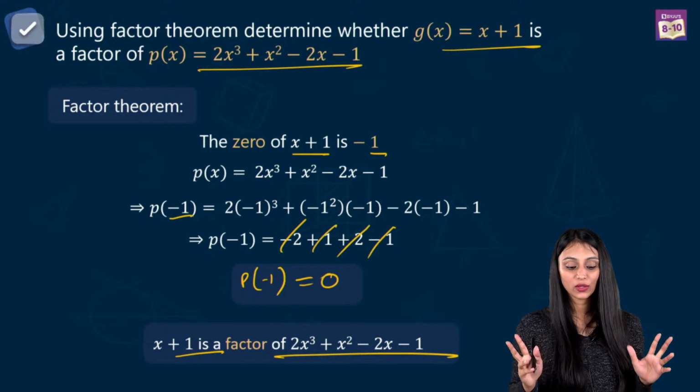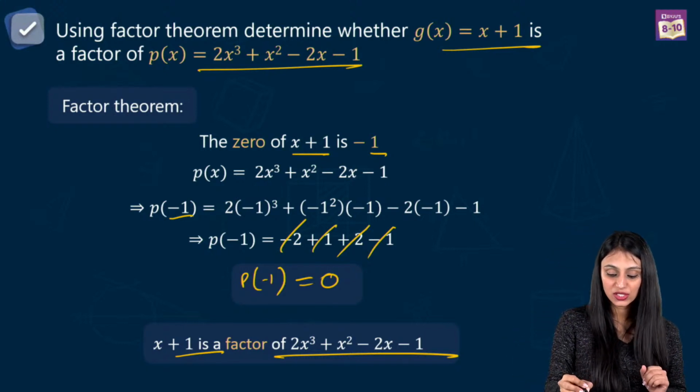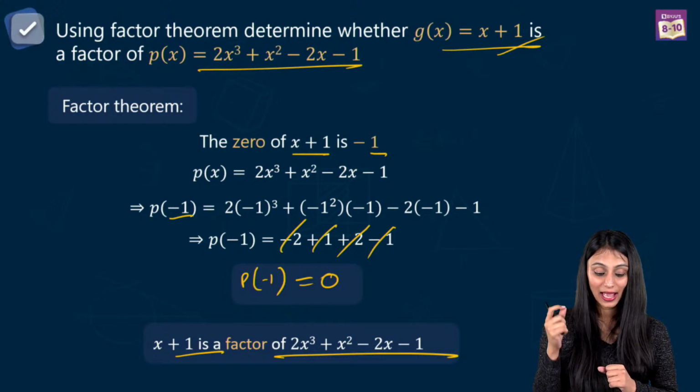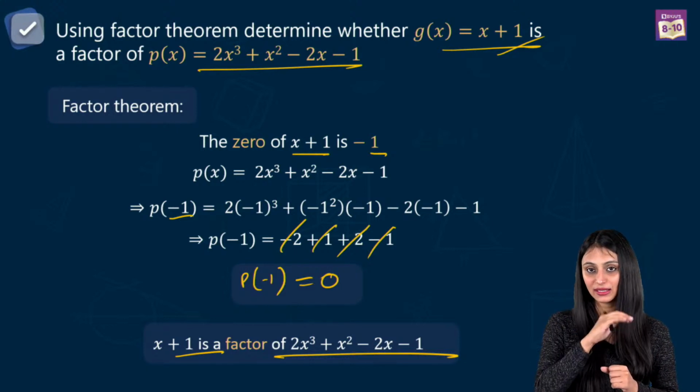Alright, so what we have done here is simply I just found out the 0. I just found out the value of x from here, right? And we put it in place of x in the entire polynomial.